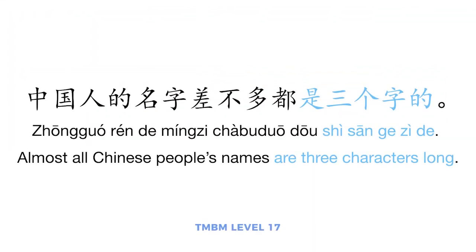This one says, almost all Chinese people's names are 3 characters long. So obviously here we want to emphasize 3 characters long. So you would say, 中国人的名字差不多都是3个字的. So we've got 3个字的, 是3个字的. So that is the important part there. So that is with people, places, and things. Still very straightforward.